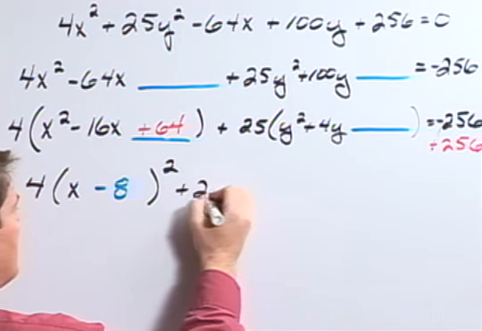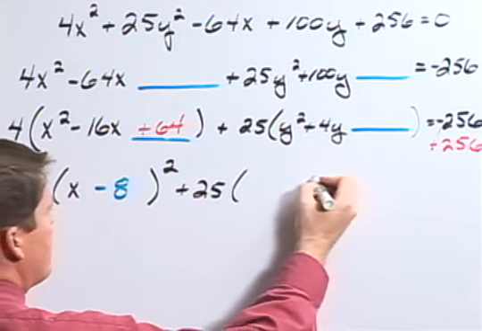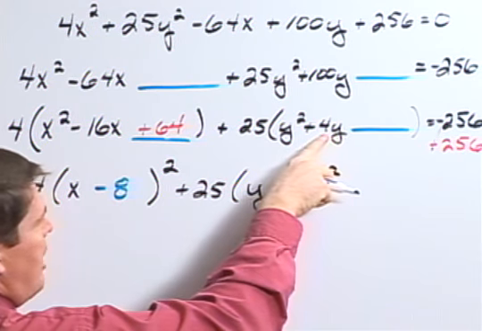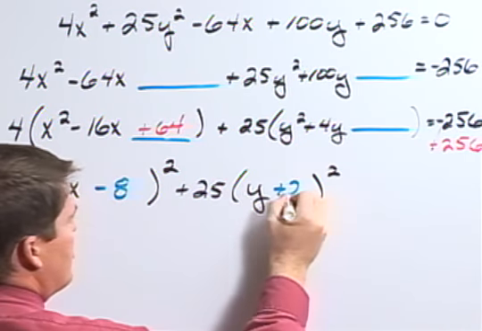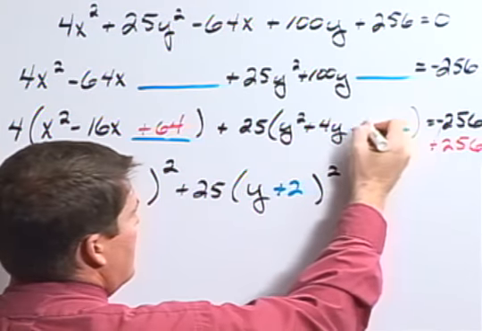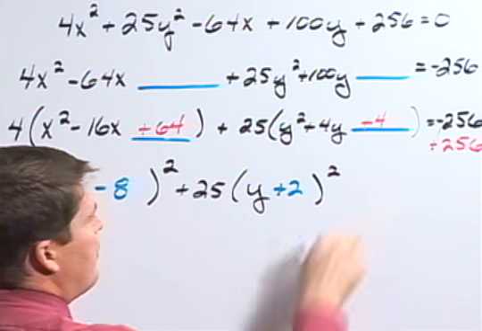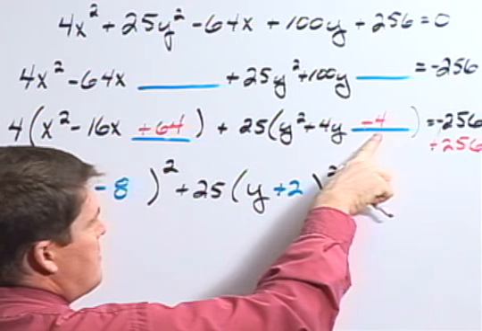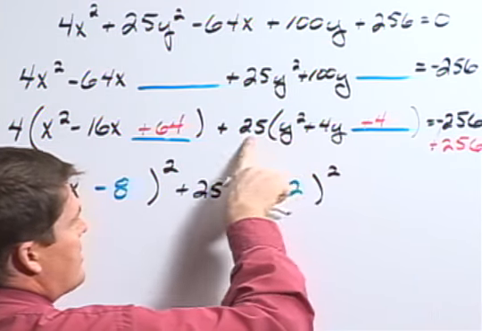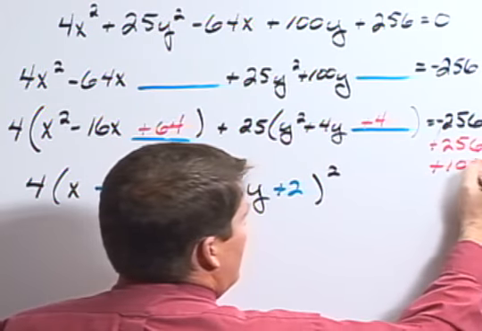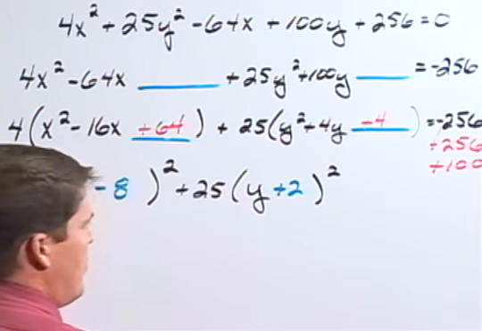Plus 25 times y. Half of that positive 4 is plus 2. So if I square this, 2 squared would be plus 4. So I want to add 4 in my space right here. But again, that's not really 4. It's 25 times 4. So to keep my equation balanced, if I add 100 to my left side, I'm going to need to add 100 to my right side as well.